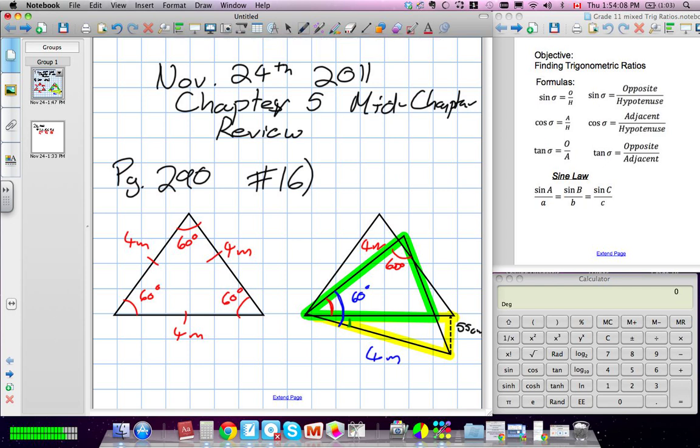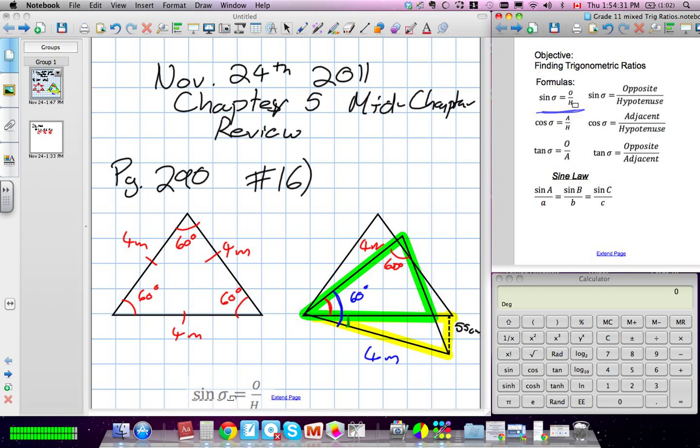We have this angle. We actually have 2 sides of the right angle triangle. I have the hypotenuse and I have the opposite side. So with that being said, that means I'm going to use a sine ratio to solve this. It's confusing. It's okay.